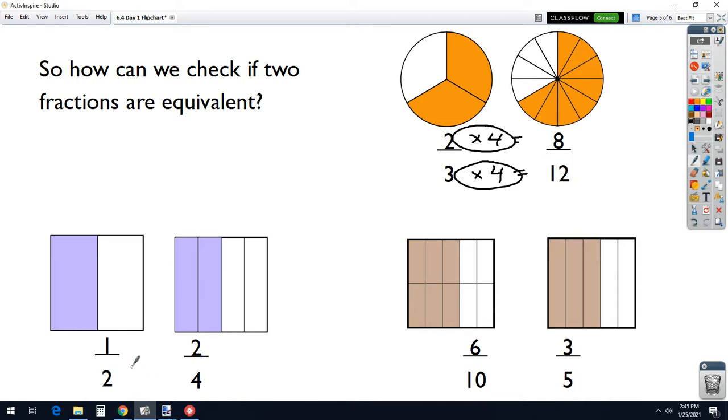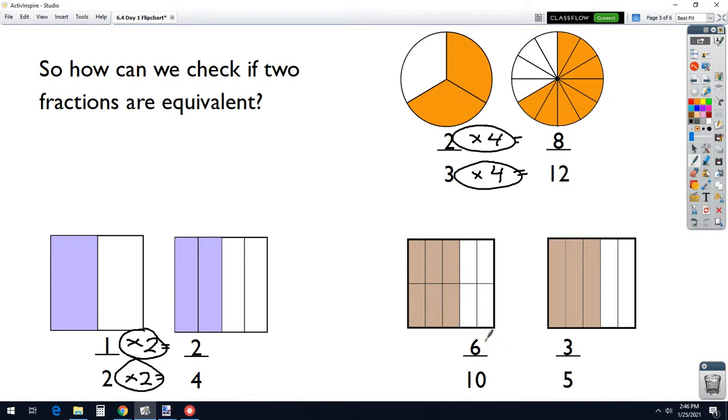Let's see if that works down here with our halves. Let's do a little bit of multiplication. 1 to 2. Well, I know it got bigger, so I'm going to use multiplication. All right, 1 times 2 is 2. Does that work on the bottom? 2 times 2 is 4. So again, whatever I did to the top, I do to the bottom, right? I'm going to multiply my numerator and my denominator by the same amount. But over here, I didn't multiply.